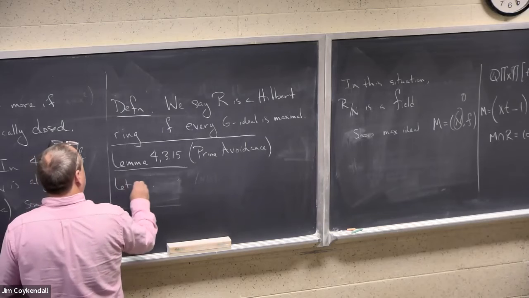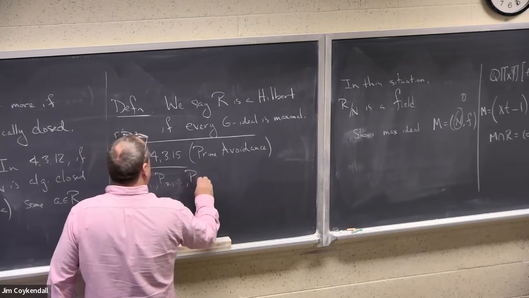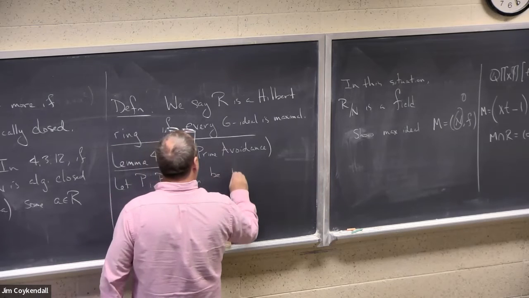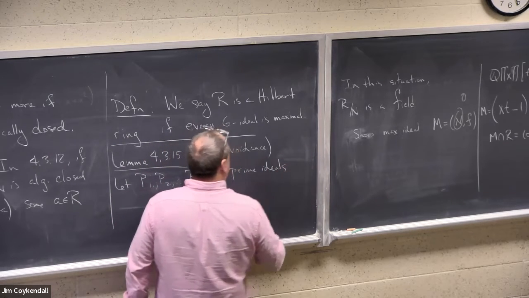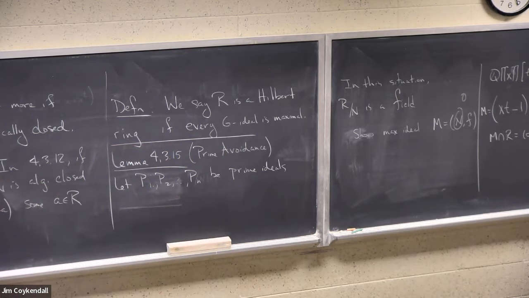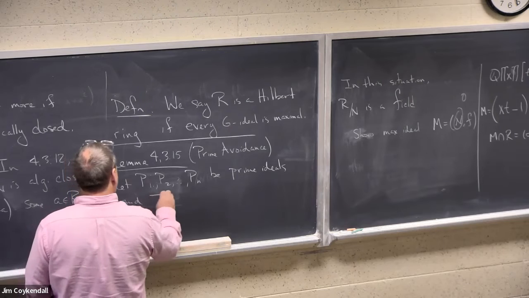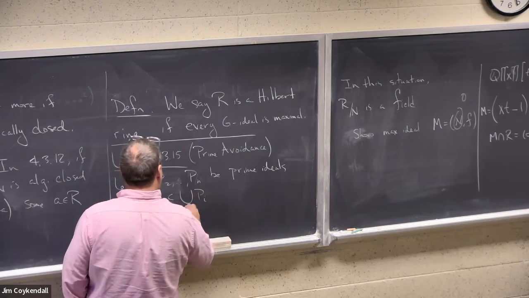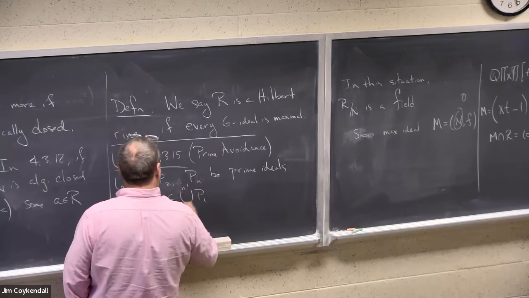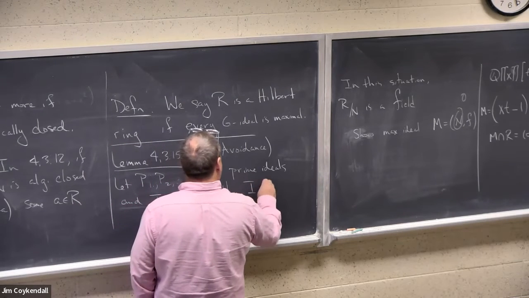Lemma: let P1, P2, ..., Pn be prime ideals. I guess we can say distinct if you like. And suppose that I is an ideal that's contained in the union. Then I is contained in one of them.